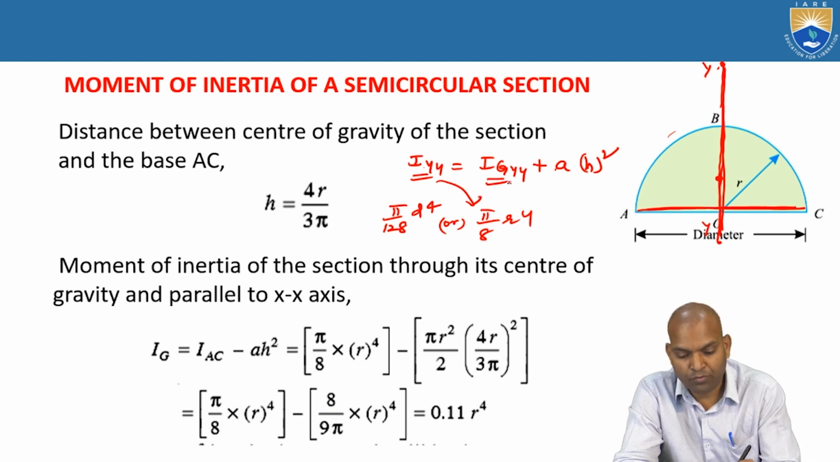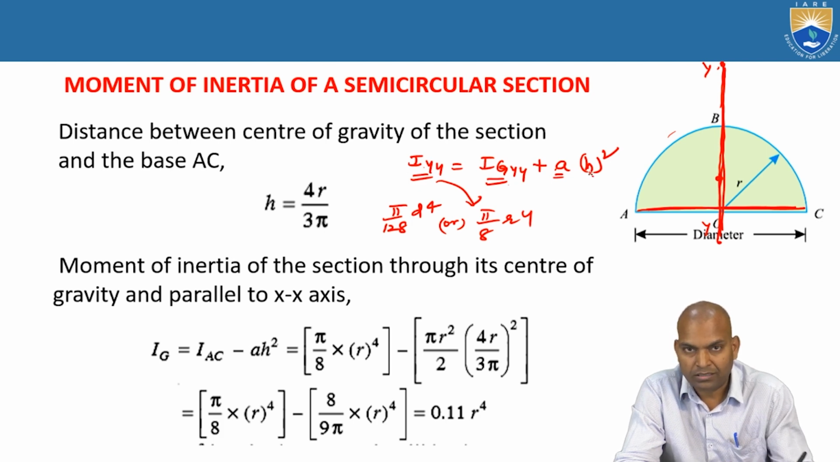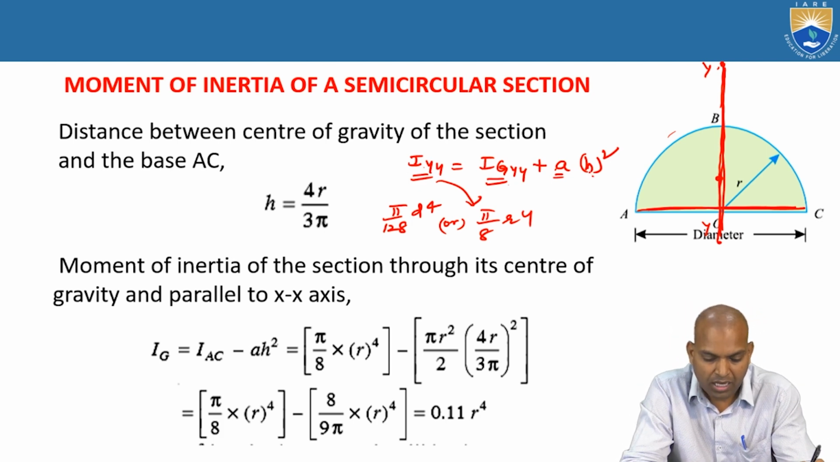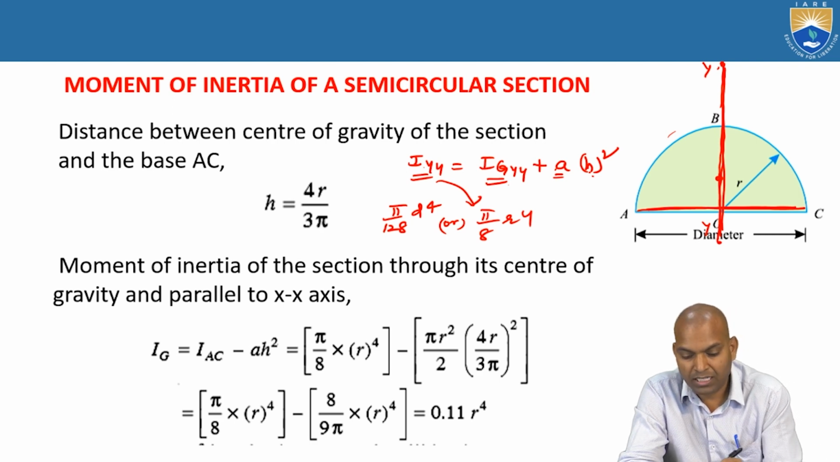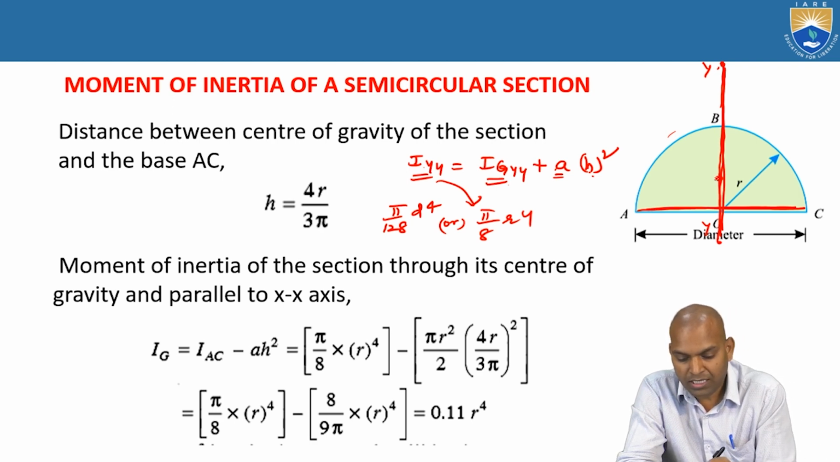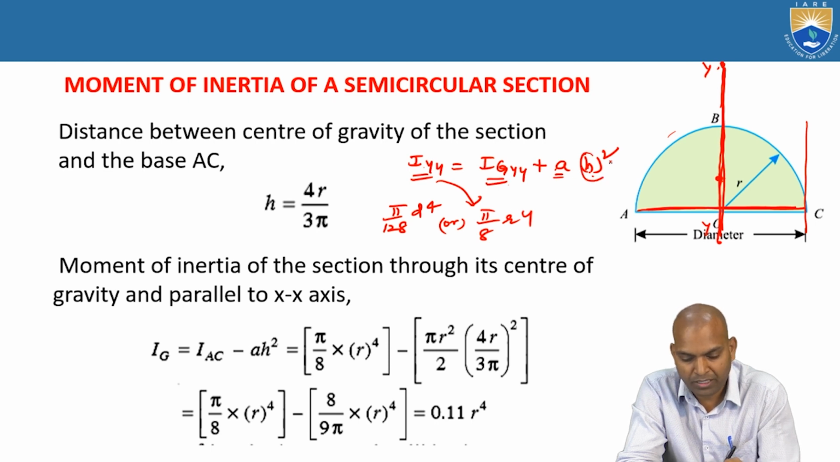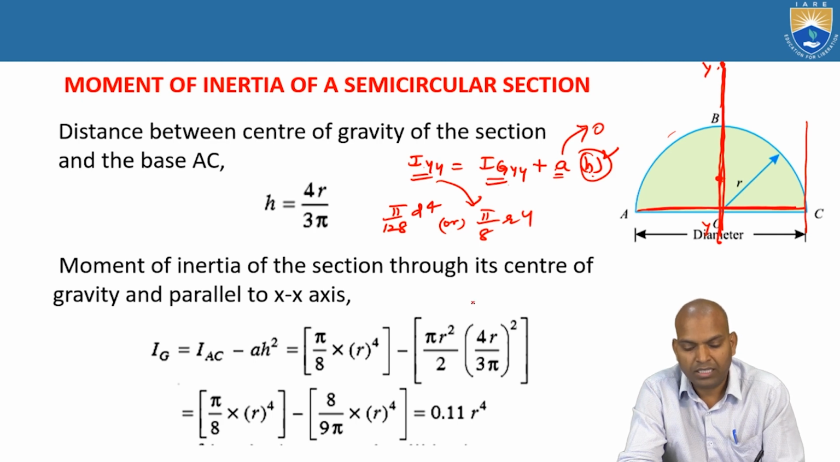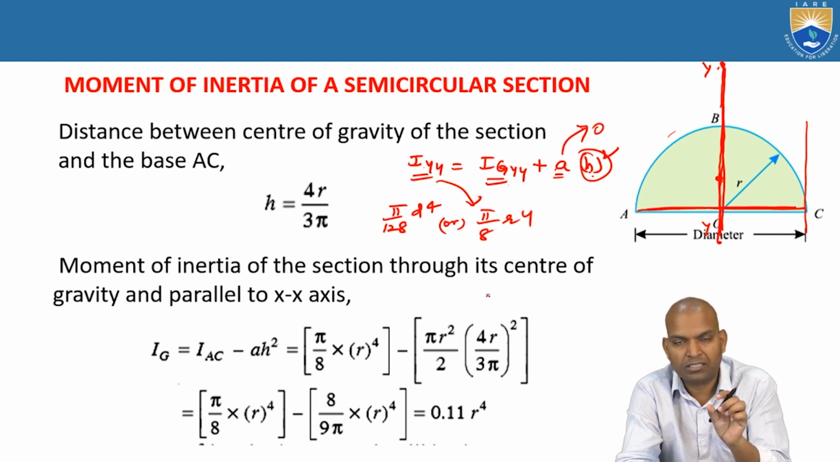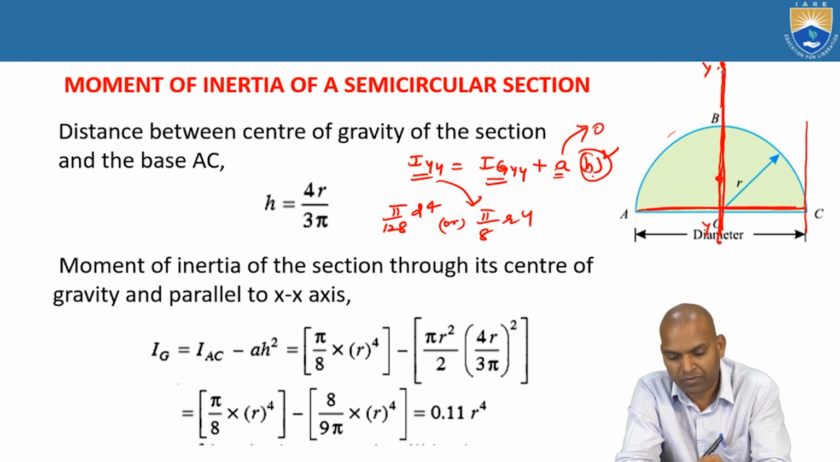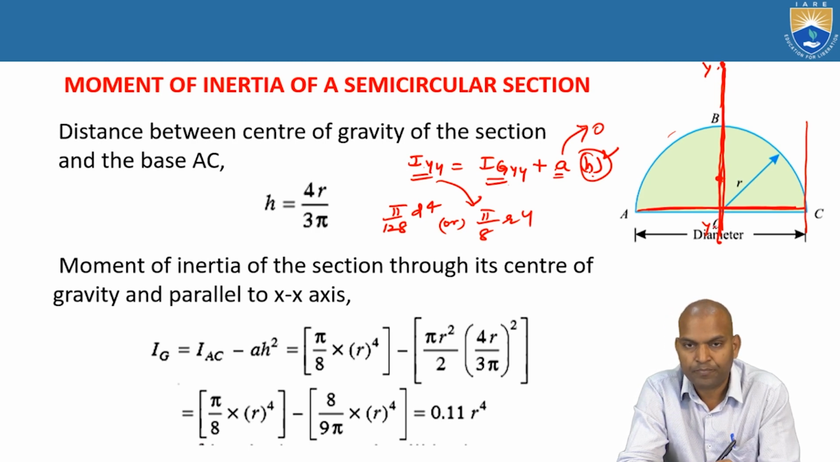What about I_GYY? We want I_GYY. What about the area and h now? What is the meaning of h? You have to go to the concepts: h is the distance. This YY axis is passing through the centroid, so h becomes 0. Area times 0 is 0. There is no distance between the centroidal axis and the centroid here, because the YY axis is passing through it.